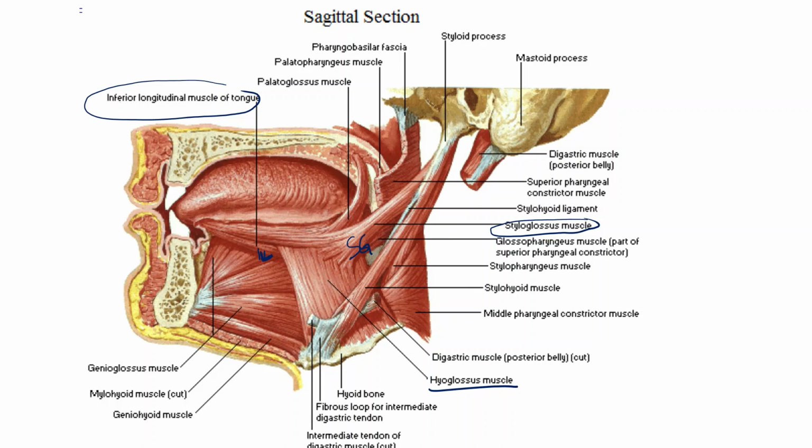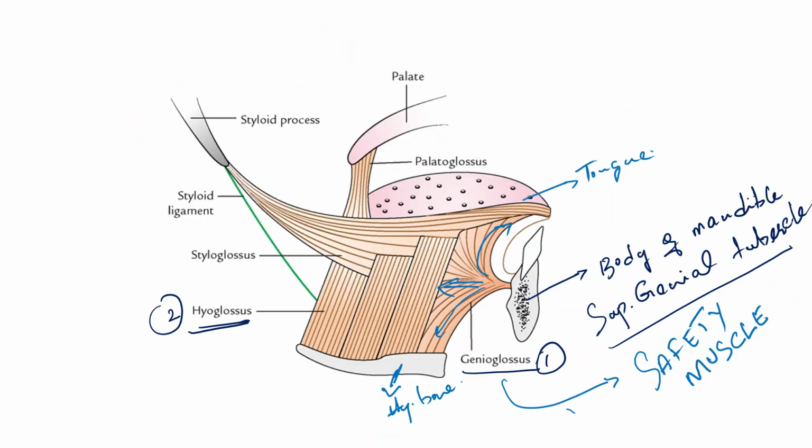Regarding the action, the hyoglossus depresses the sides of the tongue and makes the dorsal surface convex. So the action is mainly the depression of the tongue and the convexity of the dorsal surface. So this is about the attachments and the actions of the muscle hyoglossus. Next, moving on to the third muscle, which is called the styloglossus muscle.